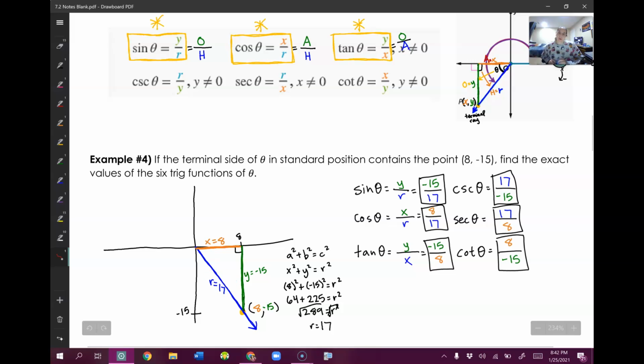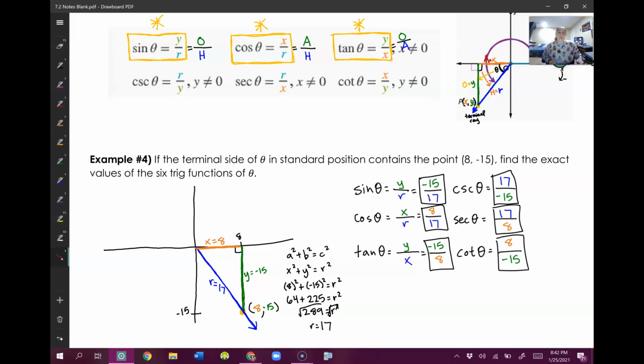So you should be able to go in all your answers, and anytime there's an R, just change it from 18 to 17. Anyway, so sine is Y over R from our new definitions. So my Y value was -15. My R value was 17. Cosecant is just that flipped. Cosine is now X over R. So I have my X value, which is 8, and my R value, which is 17. Secant is just that flipped. And then tangent is Y over X, so my Y value is -15, and my X value is 8, and then cotangent is just that flipped.